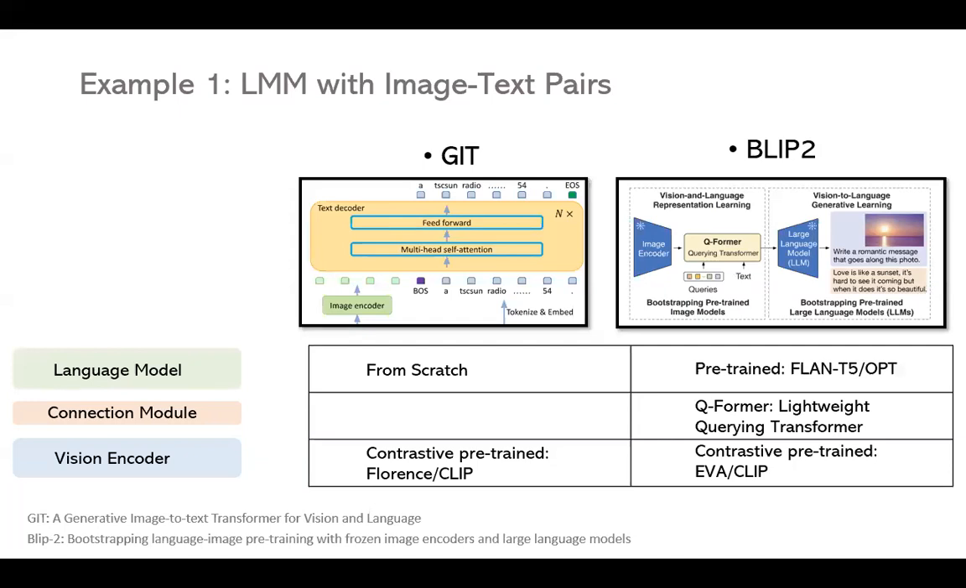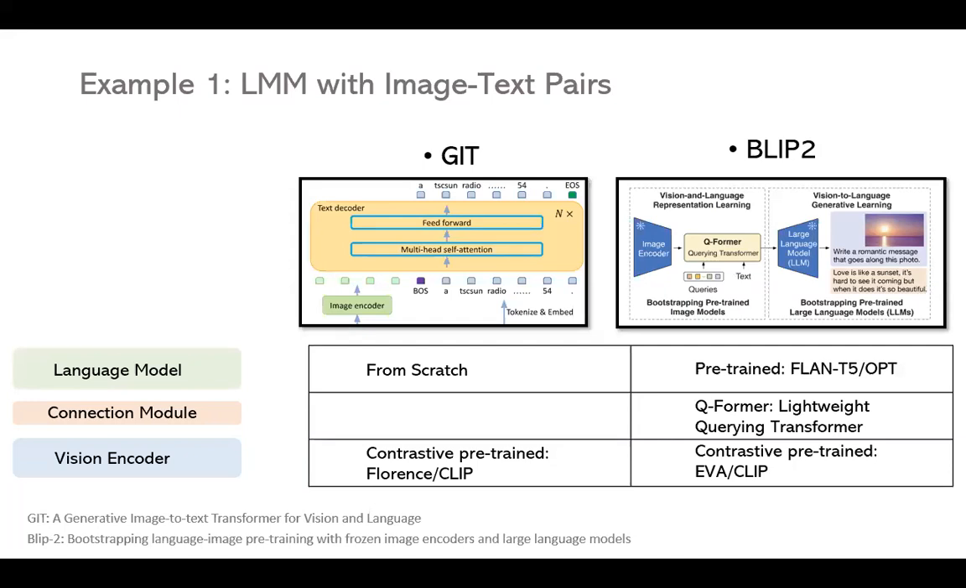So we have covered the training objective and the architectures. So now let's use some examples of how existing work actually implements those two things. As a first example, the models trained with image-text pairs, we are using two existing models. One is GIT, the other one is BLIP-2. And we see that they all have the three modules in terms of architecture. So for GIT, the image encoder is based on the contrastive pre-trained Florence model, and they initialize the weights from there.